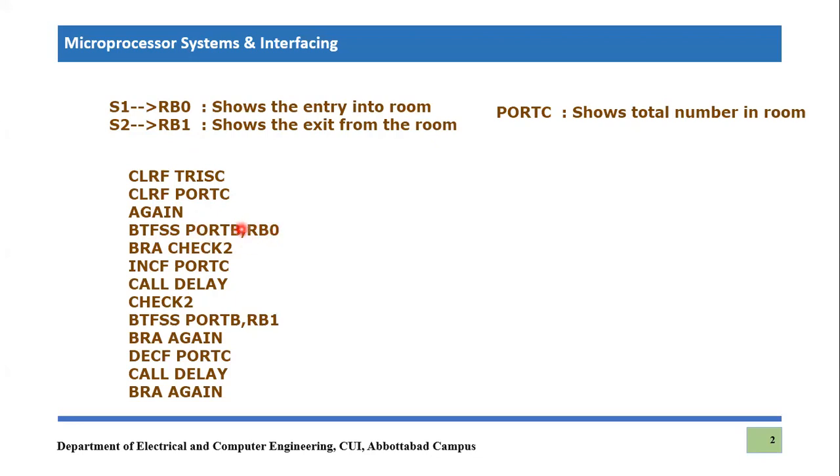If there is a 1, let's suppose somebody has entered the room, what is going to happen? It will skip the next instruction. The next instruction is the branch back to check. So this instruction will be skipped, and we will come to the instruction which is increment PORTC. Initially port C was 00. Since now we are receiving a 1, that means one person has entered, so we are incrementing port C. So the port C value would become 1 from 0, right?